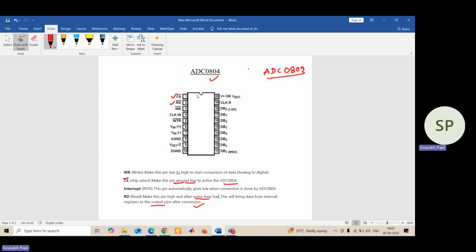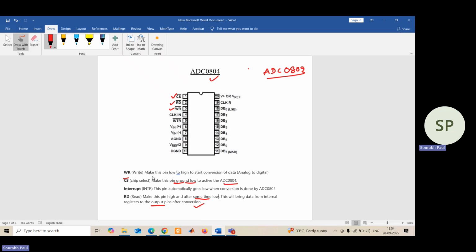So in ADC, basically what we are trying to do is give some analog voltage and get its corresponding digital value. After the conversion, this read bar pin is used to take the value from the internal register to the output pin. Whatever digital data you got will be taken from the internal register to the output pin after conversion.